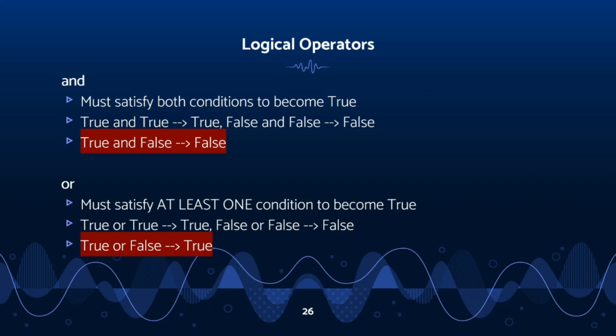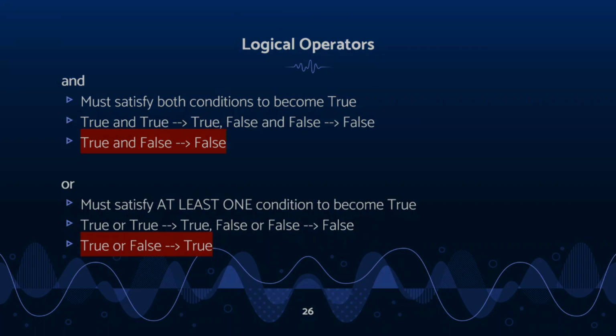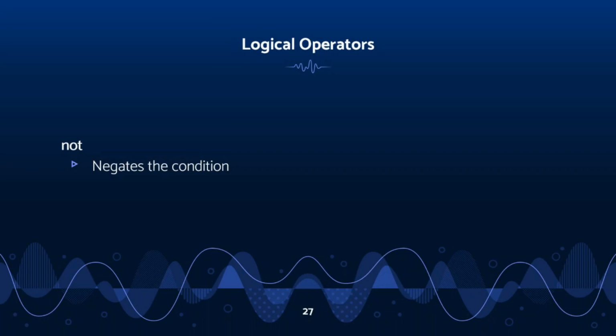The OR operator requires at least one condition to be true in order for the whole expression to be true. Just like AND, true or true evaluates to true, and false or false evaluates to false. But true or false evaluates to true because it satisfies at least one condition. The last logical operator, NOT, basically negates the condition.